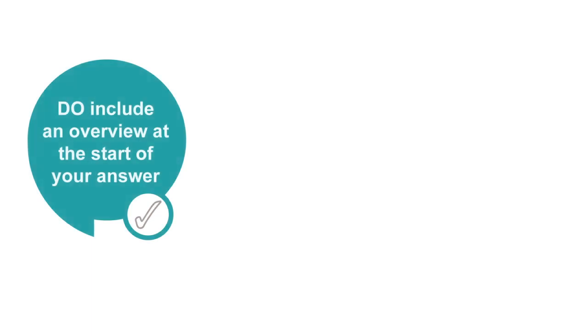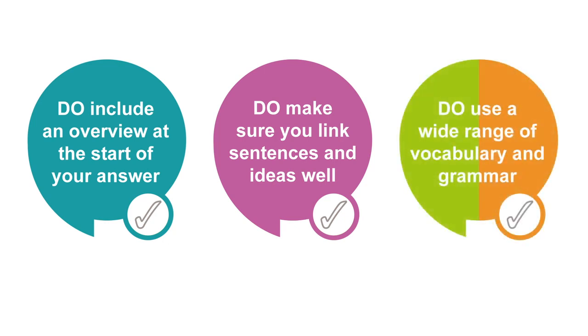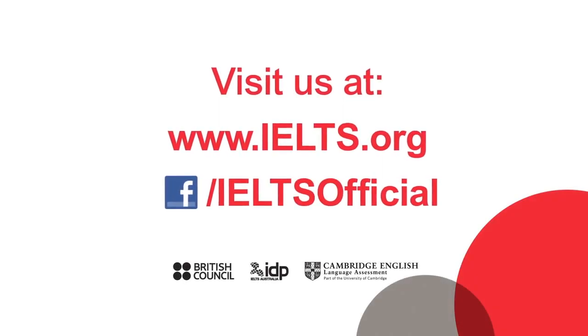So remember, make sure you always include an overview of the information and the key features in order to get a good band score for task achievement. To get a good score in coherence and cohesion, make sure you link your ideas and sentences well. And finally, it's important to use a wide range of vocabulary and grammar, but it's equally important to use it correctly.